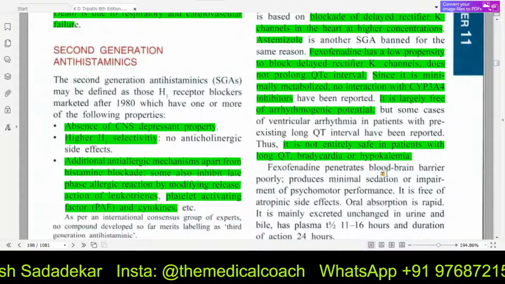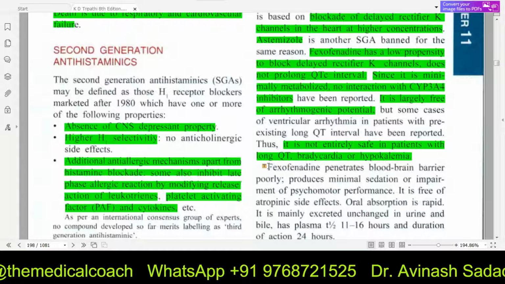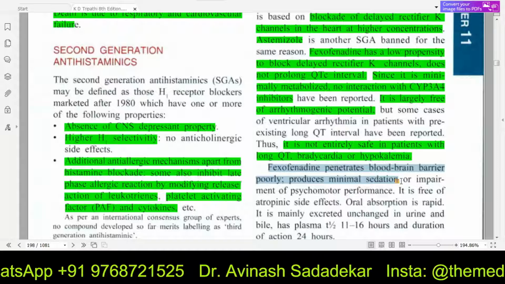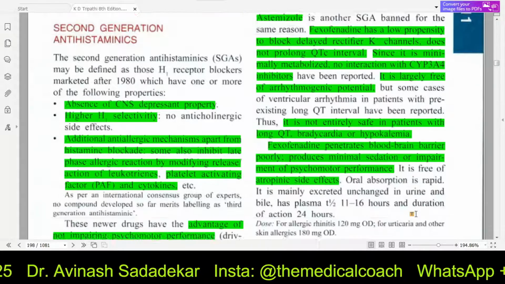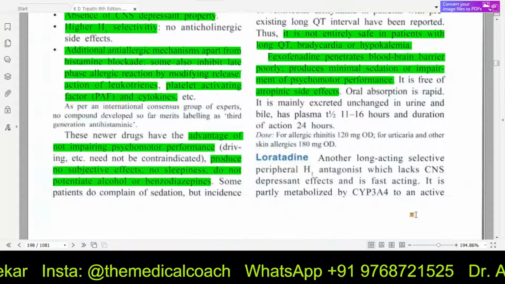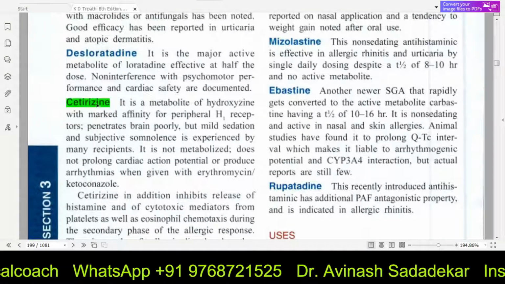Now, even though fexofenadine can cross the blood-brain barrier, the crossing is very poor. So hardly anything reaches the brain: minimal sedation, minimal impairment of psychomotor performance, free from atropine side effects. So that's why we love it for allergic rhinitis, urticaria and skin disorders. I won't do any other drug from here except cetirizine.